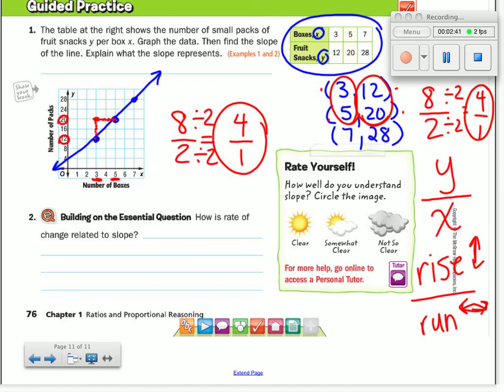Secondly, who can tell me in here, what does the slope 4 over 1 mean? So we've gotten 2 points. One we graphed, one we found the slope of 4 over 1. Who can tell me, what does 4 over 1 actually mean? Yeah. 4 fruit snacks per box. Yeah, there are basically 4 fruit snacks for every 1 box. So that's your 3rd point for your assignments.